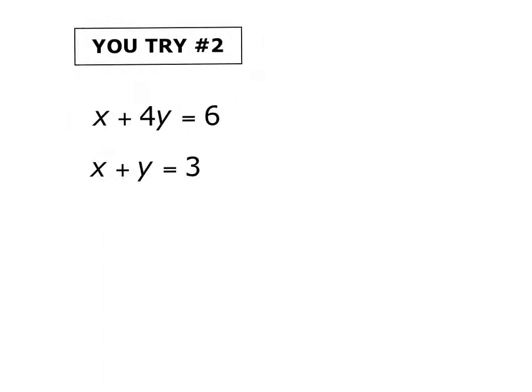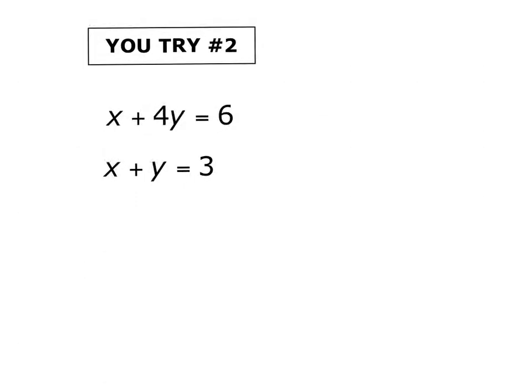I would like you to try this one by yourself, but I'll get you started. We want to get y all by itself, so I'm going to subtract x on both sides. That gives you y equals minus x plus 3. So if you rewrite it, instead of x, you have minus x.